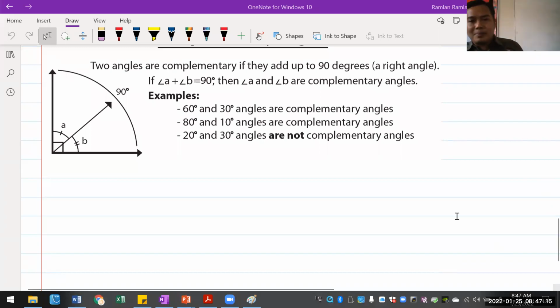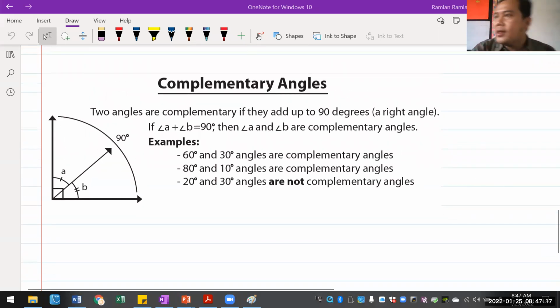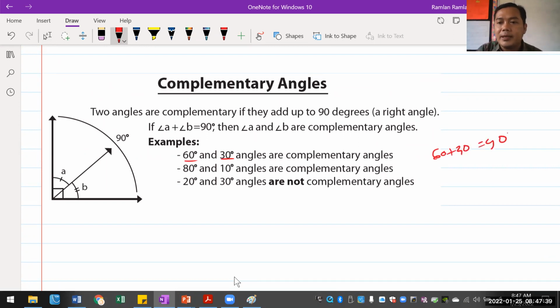Oke, sekarang saya mau buat complementary angle dulu. So if we have complementary angles, okay, again guys, two angles are complementary if they add up to 90 degrees. If angle A plus angle B is 90 degrees, then A and B are complementary angles. Example, 60 degrees and 30 degrees. If you add 60 plus 30, you get exactly 90. That's why we call these two pairs of complementary angles.